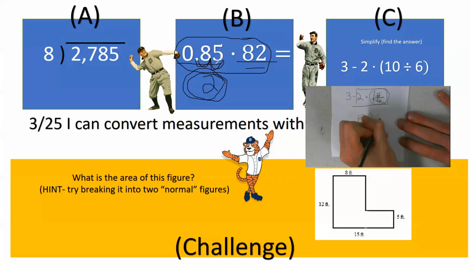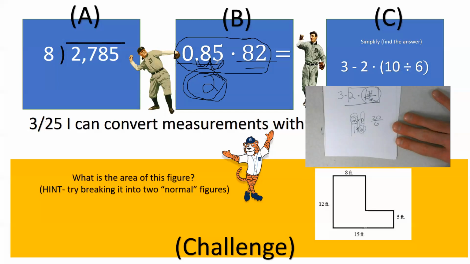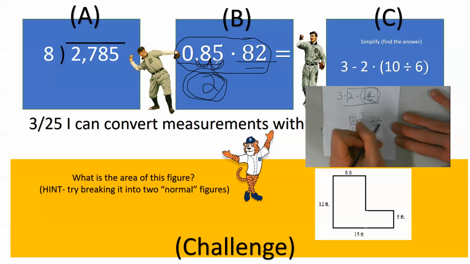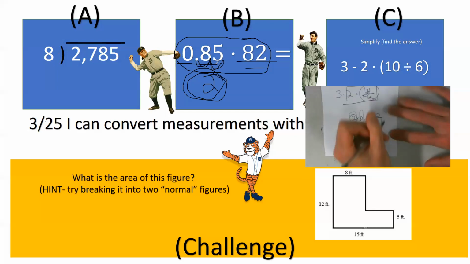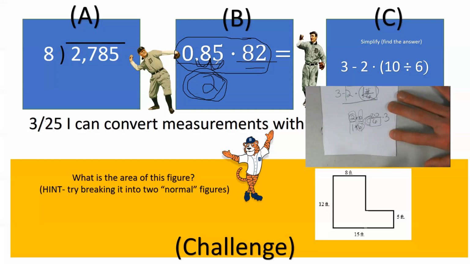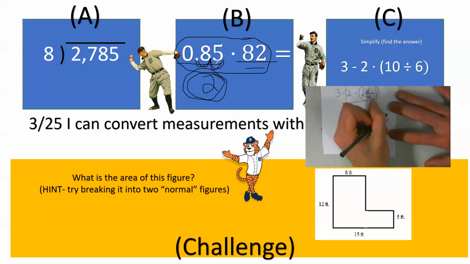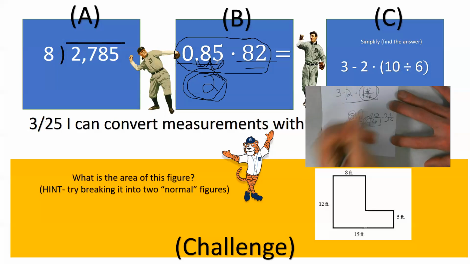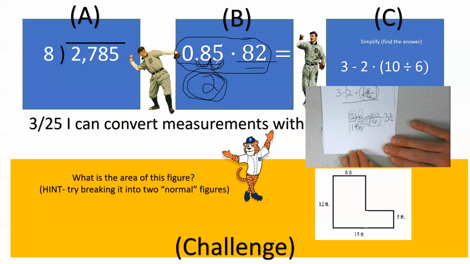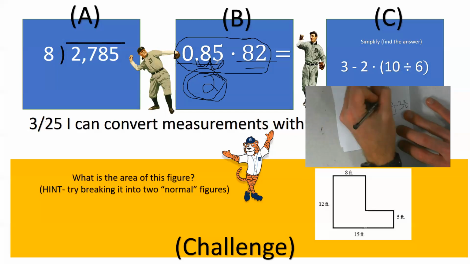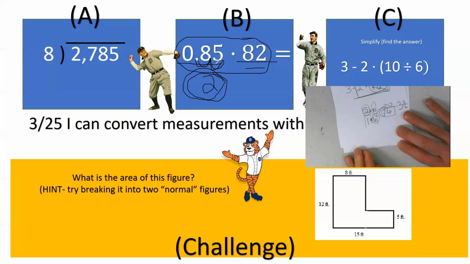2 times 10 is 20. 6 times 1 is 6. How many sixths are trapped in 20? Well, 6, 12, 18. There's 3 of them. That took 18. There's still 19, 20, so 2 sixths. So now we have a new problem. This is represented by 3 and 2 sixths.